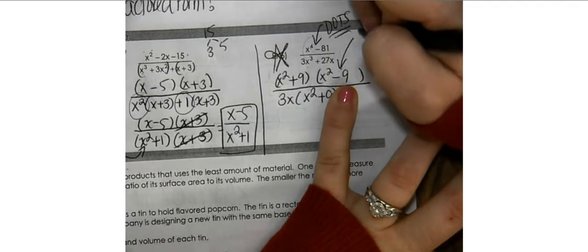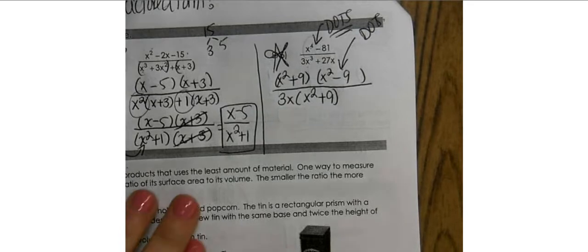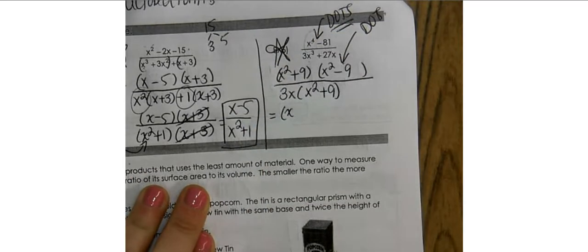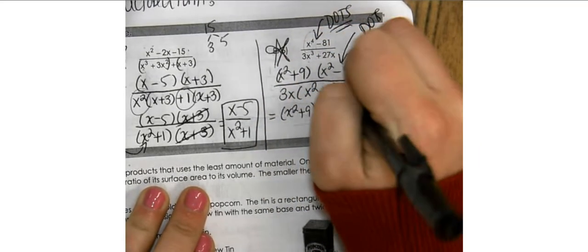Now, x squared minus 9 is a DOTS. And we're going to need to break that down even further. So I'm going to split that apart into an x plus 3 and an x minus 3. Because remember, we want to leave our answers in factored form. So I'm going to write x squared plus 9 times an x plus 3 times an x minus 3.